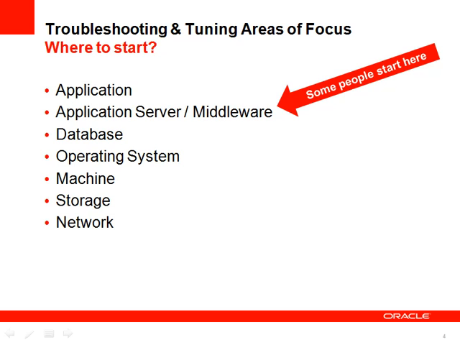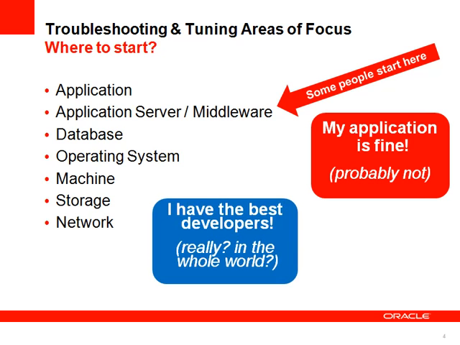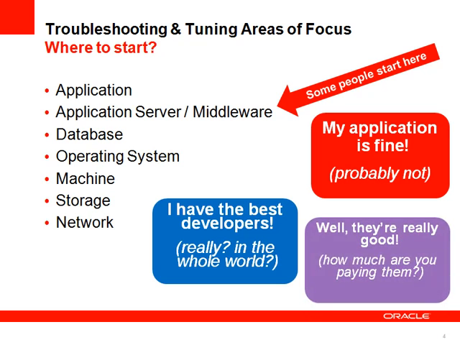Many of our customers seem to start at the application server layer because they claim that there's nothing wrong with the applications that they build. Most code written by all developers in the world has bugs and can be performance tuned. And even if you think you have the best developers in the world, chances are there are opportunities to increase performance and scalability in your application code.